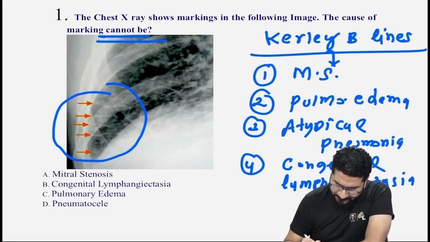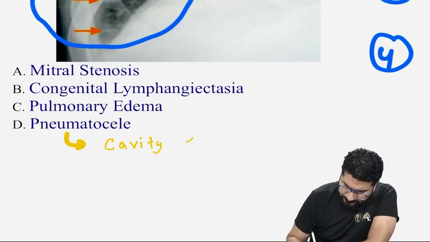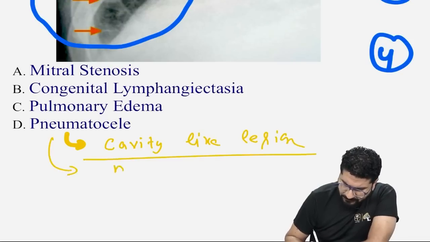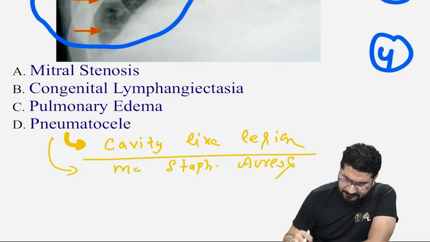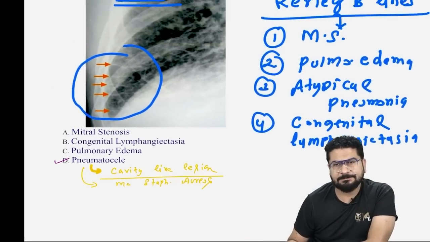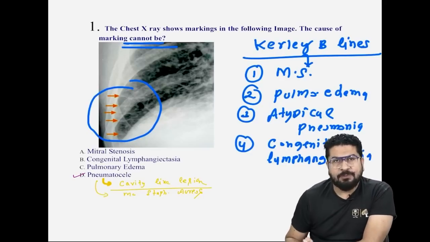So we can see here pneumatocele. Pneumatocele is a cavitatory lesion, so I can say it's a cavity or cavitatory lesion. It will present like a cavitating mass, and the most common cause is Staph aureus. Remember, pneumatocele is not a cause of Kerley B lines. So the answer for this question will be pneumatocele.